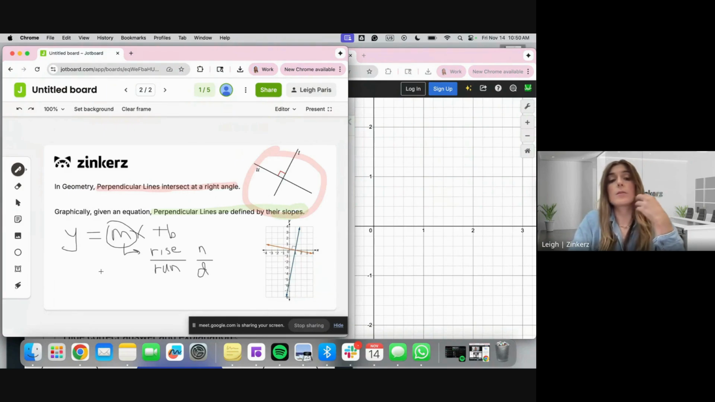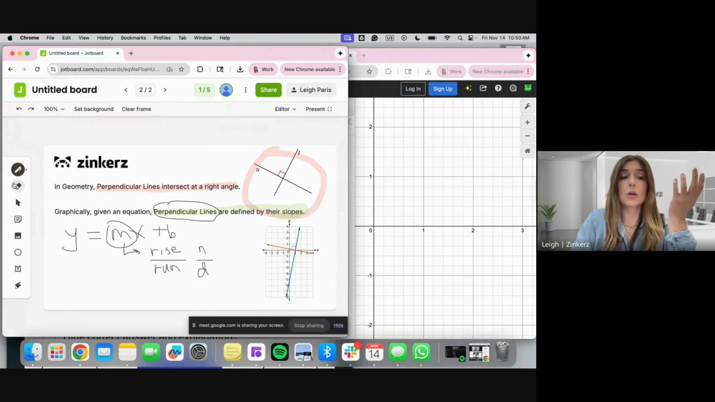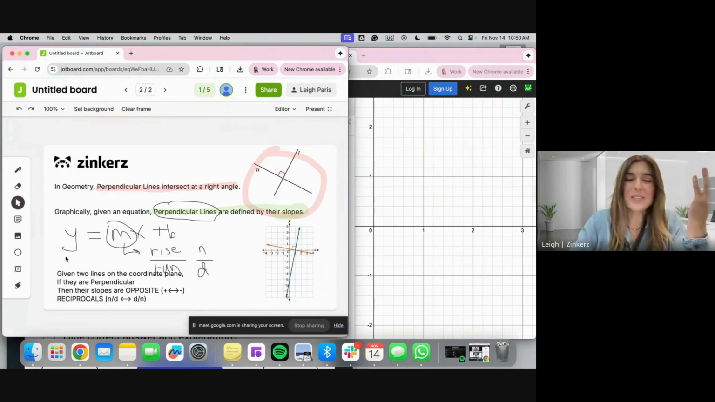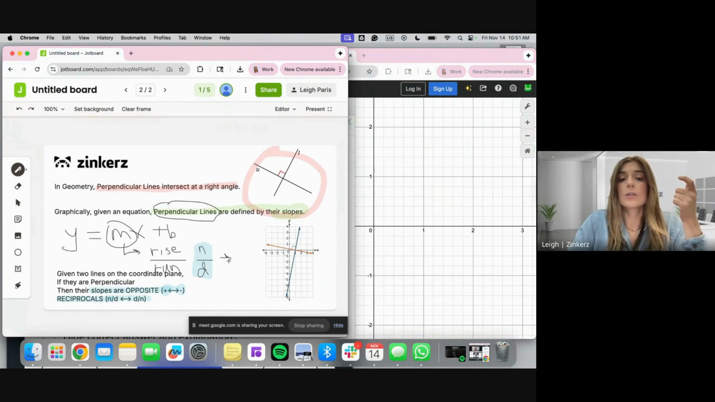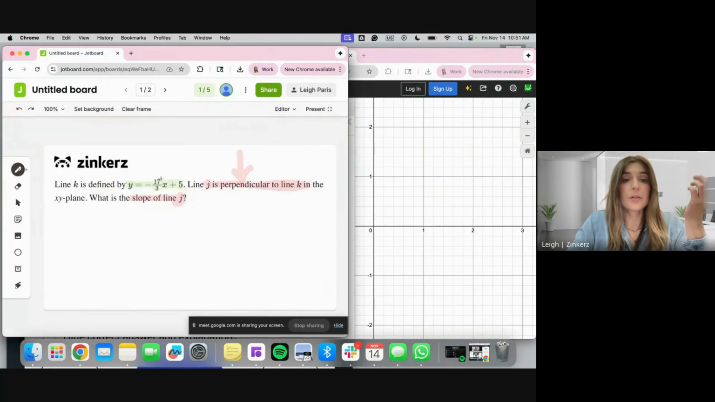And so when we define perpendicular lines by their slope, there's a rule. Given two lines on the coordinate plane, if you know that these two lines are perpendicular, then their slopes have two defining characteristics. Their slopes are going to be opposite reciprocals. What this means: opposite, if it's positive, it's going to turn negative. If it's negative, it's going to turn positive. Reciprocal means take that numerator over denominator, and you're actually flipping it to be denominator over numerator. So if this was originally positive n over d, it would become negative d over n.